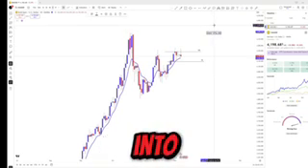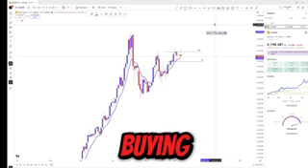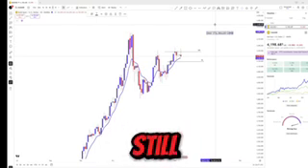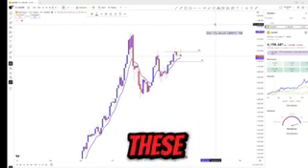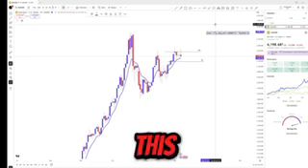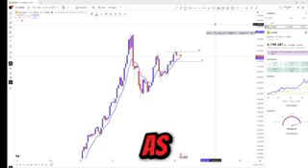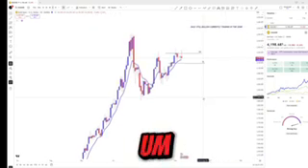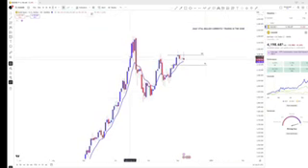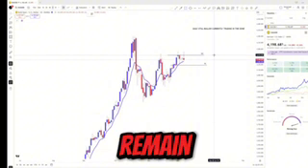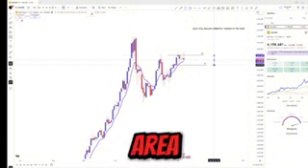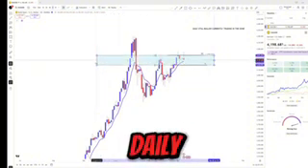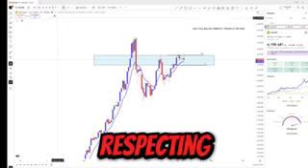Each pullback into this demand has been met with buying pressure, which tells us buyers are still willing to step in at these prices. This is very important because as long as the daily continues to hold and price respects this demand zone, the bullish bias remains intact. This area that I'm marking right here is our daily zone, which we clearly respect.